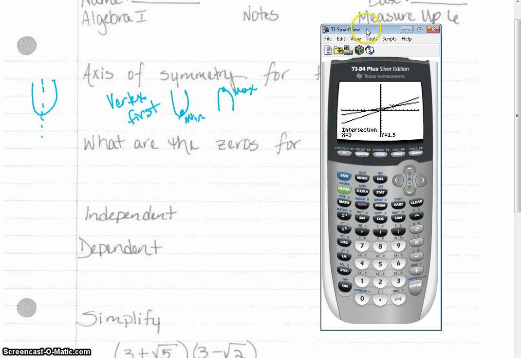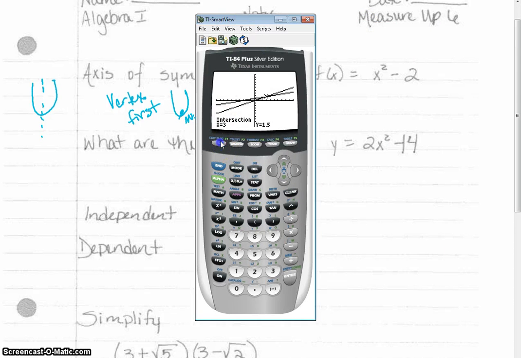So let's start by putting our equation into y equal. We have x squared minus 2. And I would just go zoom 6 and just see what it even looks like. Here's your graph, and it opens up. So it's at the bottom, and it's a minimum. So find your vertex. Second calc minimum, which is number 3.